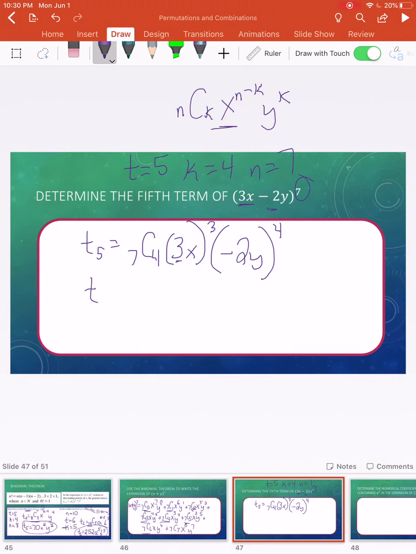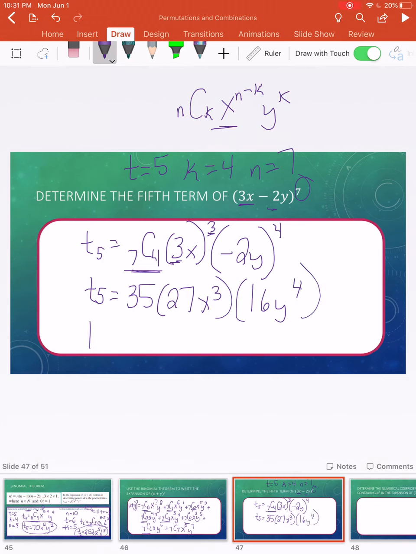Okay, so now we're going to type 7 choose 4 in our calculator, which gives us 35. We're going to type 3 to the power of 3 on our calculator, which gives us 27. And then we're going to type negative 2 to the power of 4, but that negative 2 needs to be in brackets. So we end up with positive 16y to the 4th. So now all I'm going to do is multiply these coefficients. I'm going to times 35 by 27 by positive 16, and I end up with an answer of 15,120 x to the 3rd y to the 4th as my final answer for term 5.